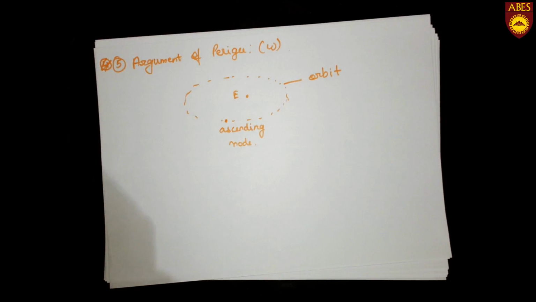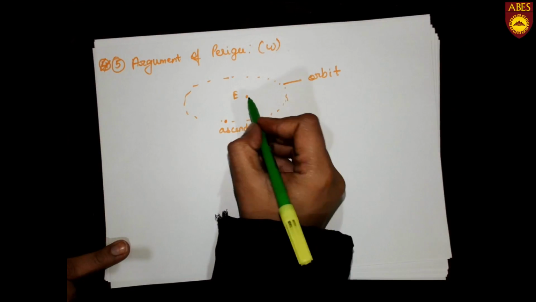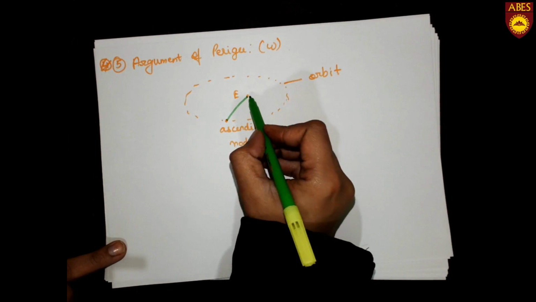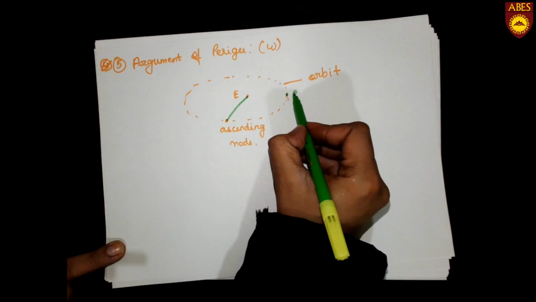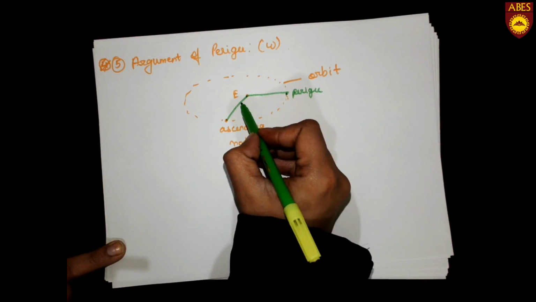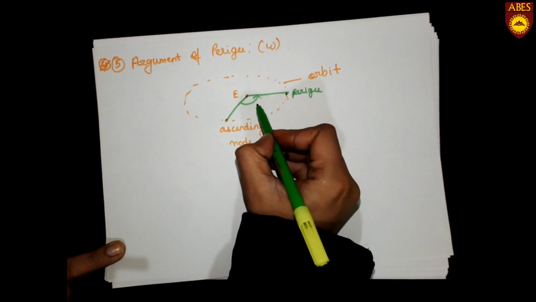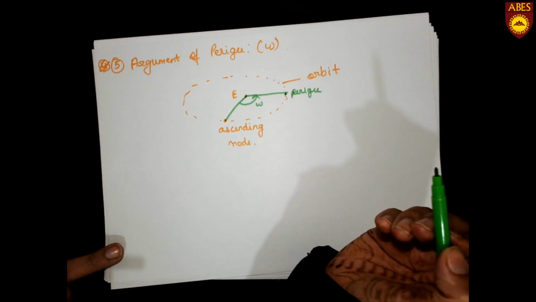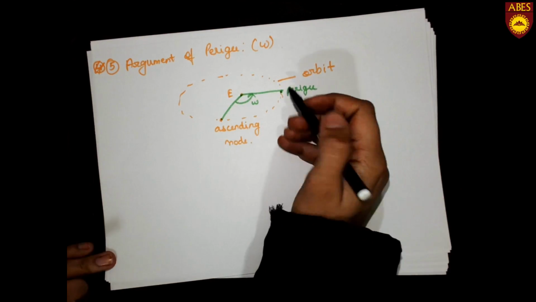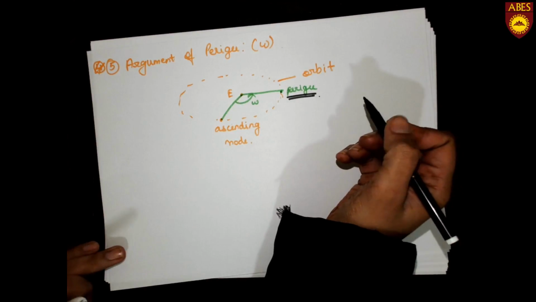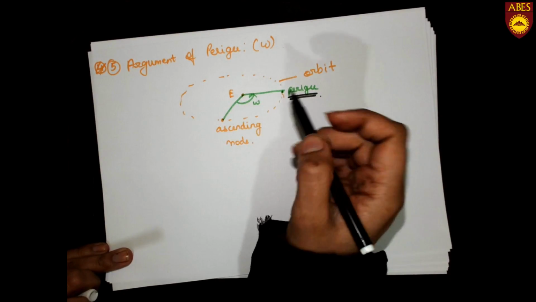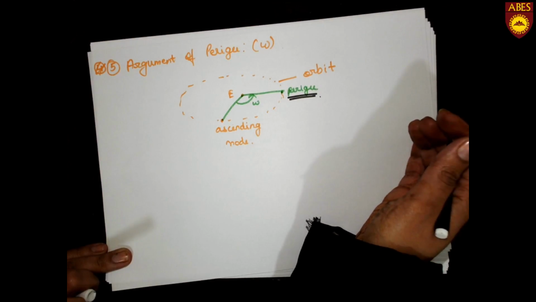Now the vector joining the center of Earth and this ascending node makes an angle with the center of Earth and perigee, which is called the argument of perigee, which is small omega. Now one more new concept comes here, what is perigee? Perigee is actually a point which lies at the axis of ellipse and is very far away from the Earth.